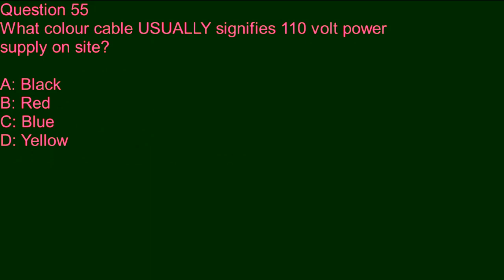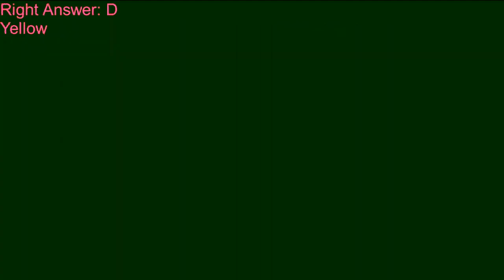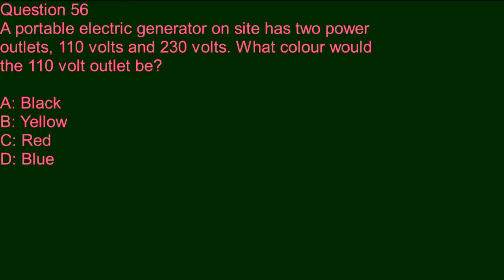Question 55. What color cable usually signifies 110 volt power supply on site? A. Black. B. Red. C. Blue. D. Yellow. Right answer, D. Yellow.